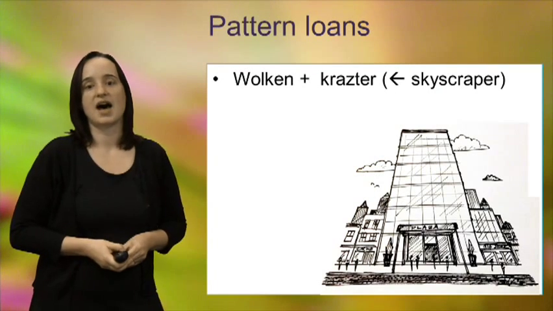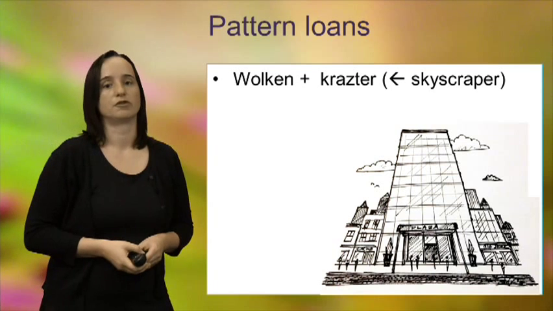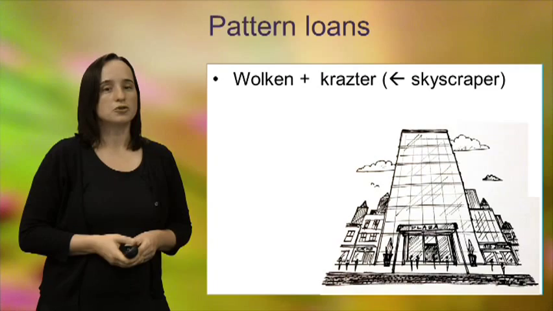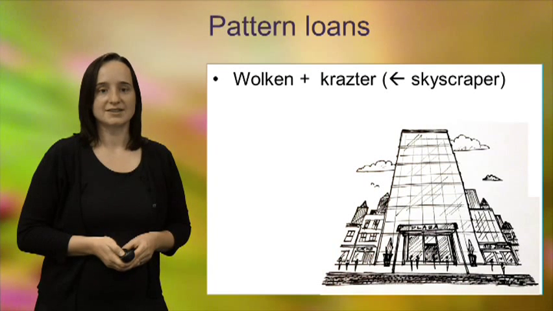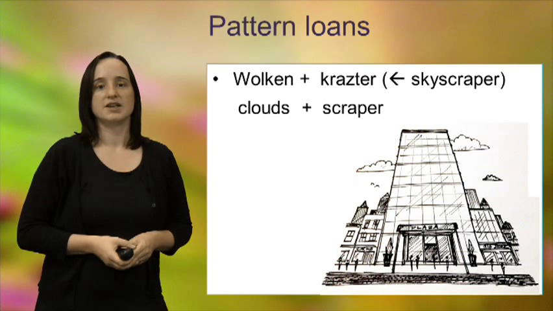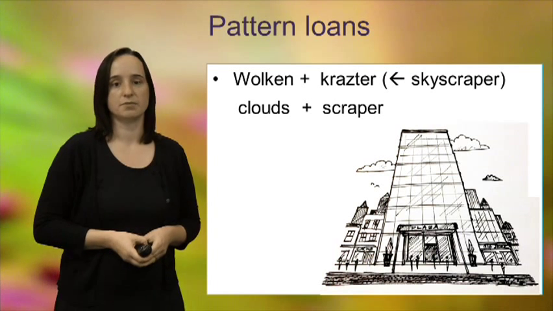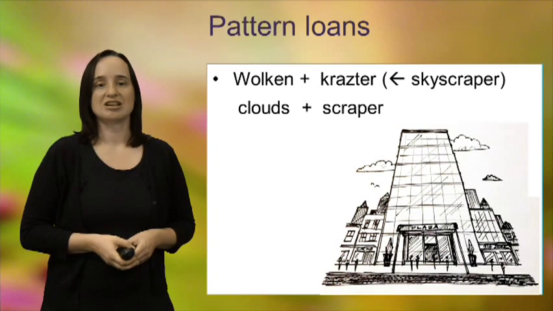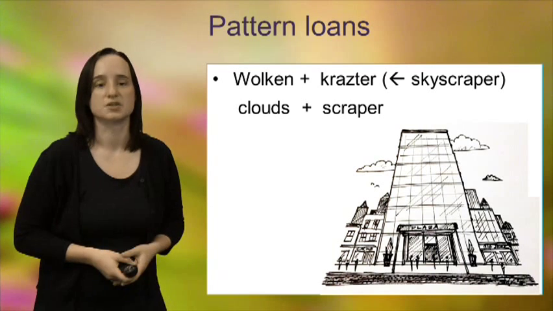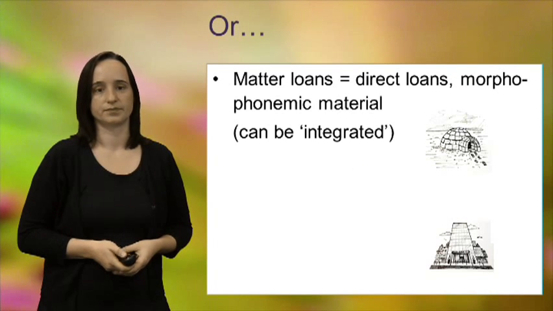Pattern loans, on the other hand, are those loans where an image is taken from one language and borrowed into another. So Wolkenkratzer in German is based on skyscraper, but it's based on skyscraper in the following way. Wolken means clouds and Kratzer means scraper. So clouds, scraper. It's the image that is borrowed into German rather than the English words.